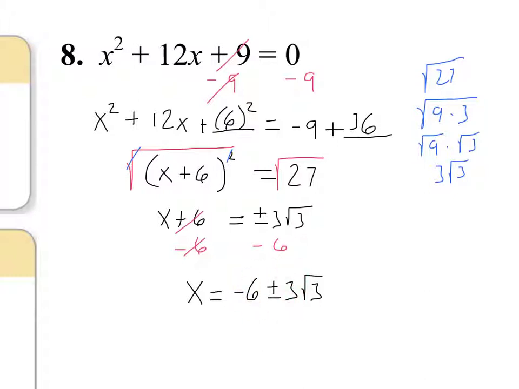We do not take negative 6 plus 3, negative 6 minus 3, and have our answers times the square root of 3. Because please remember PEMDAS, your order of operations. Your order of operations says that you have to multiply before you add or subtract. So if we're going to try to get a decimal approximation, we have to first multiply, then add and subtract. Since we don't want decimal approximations, this is as far as we can go. Questions on number 8?